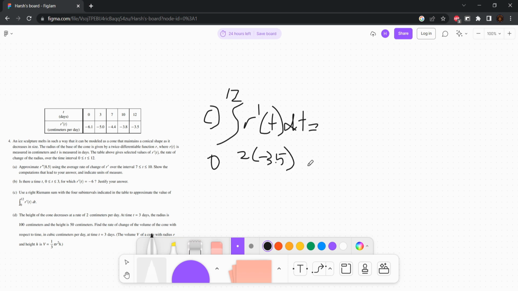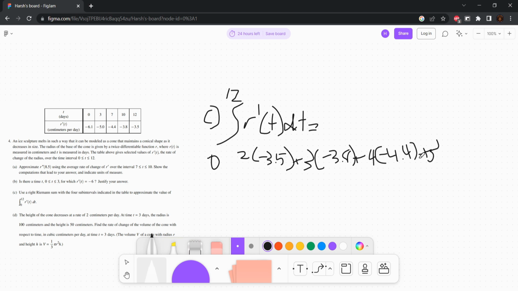And you just keep going, and then you add it. The difference between 10 and 7 is 3, and the value at 10 is negative 3.8. Just keep going, and then it's 4, because the difference between 7 and 3 is 4, and the value at 7 is negative 4.4. And then you do your final one, which is 3 and 0, where the difference would be 3.